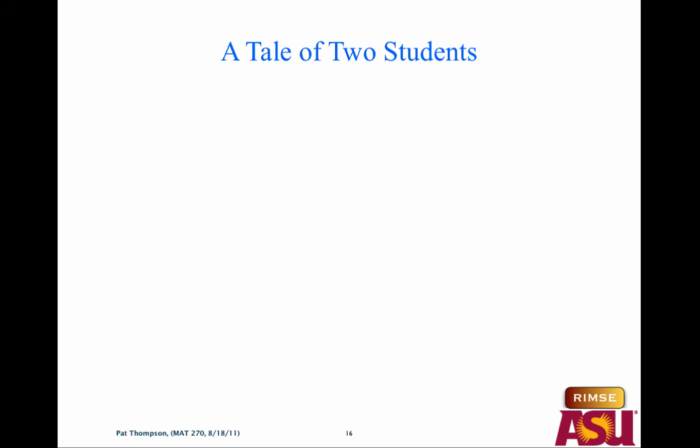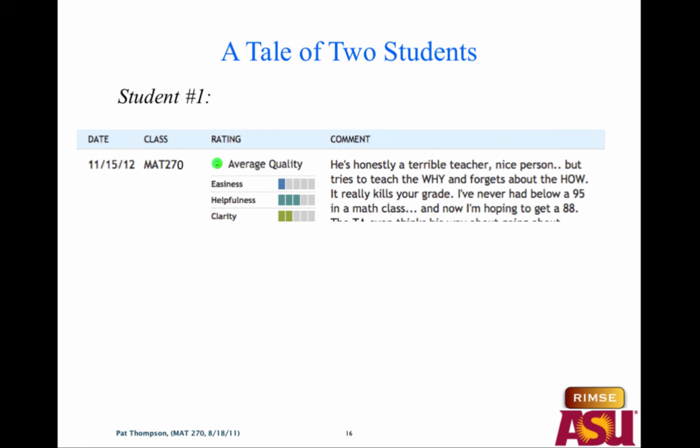Okay, so here's a tale of two students from my past. Student number 1. So this is ratemyprofessors.com. We as instructors are very aware of this. And here's a very typical review: "He's honestly a terrible teacher. Nice person. Tries to teach the why, forgets about the how. It really kills your grade. I never had below a 95 in math class. Now I'm hoping to get an 88." Okay?